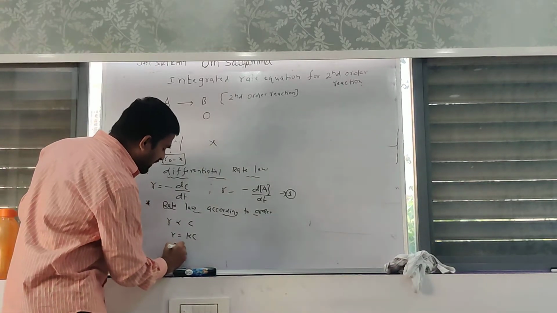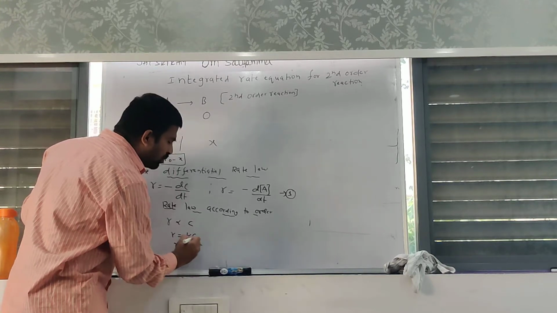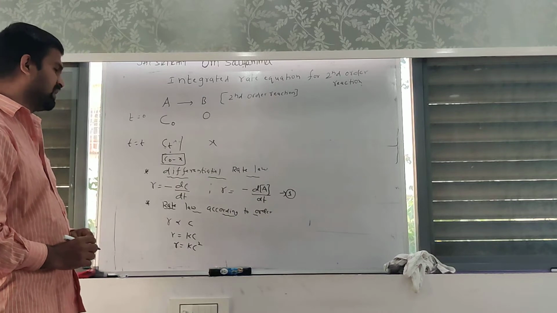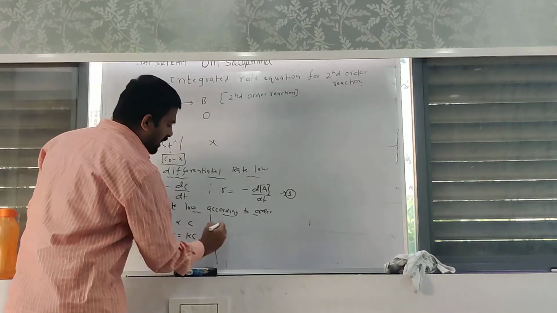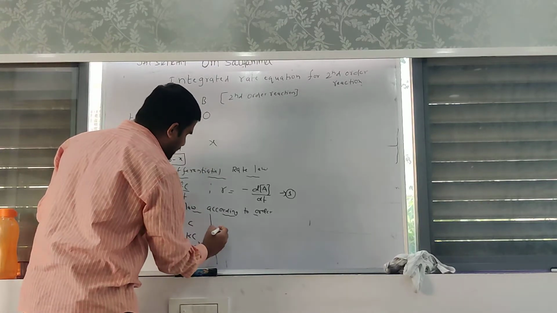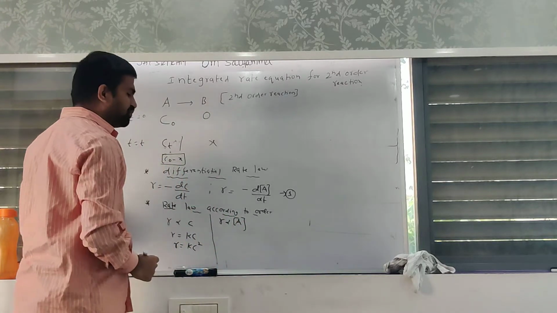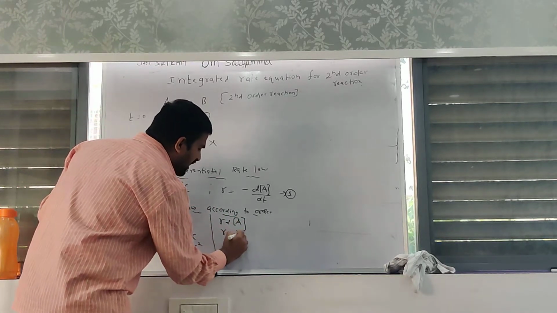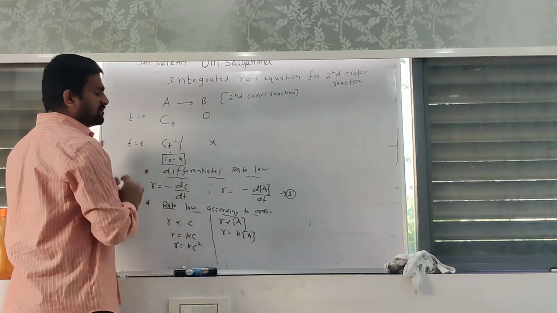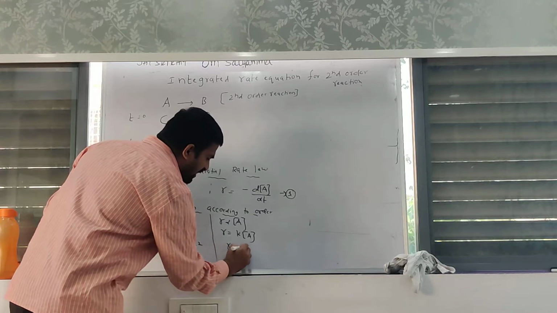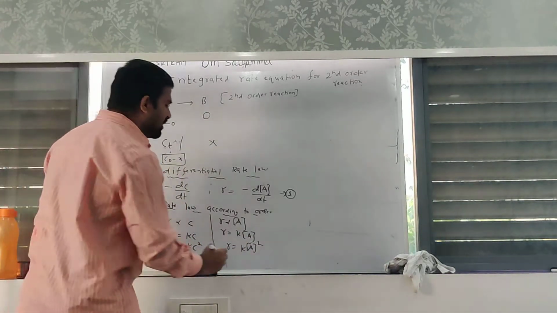So you can write the 2 on the concentration term. For this reaction, the rate law is R directly proportional to concentration of A. When proportionality is removed, R is equal to K times concentration of A. This is a second order reaction, so you can write the 2 on the concentration term. This is equation 2.